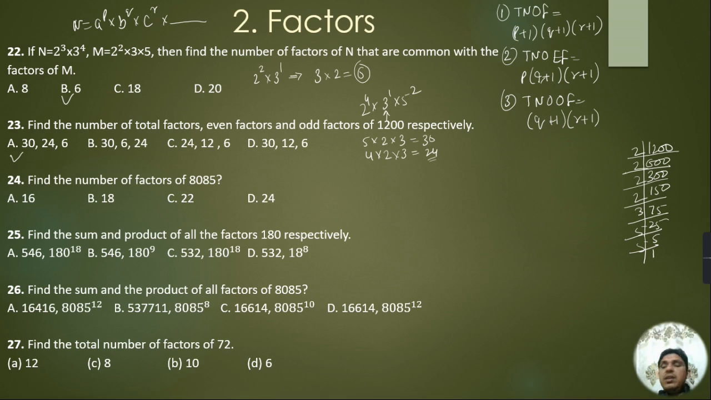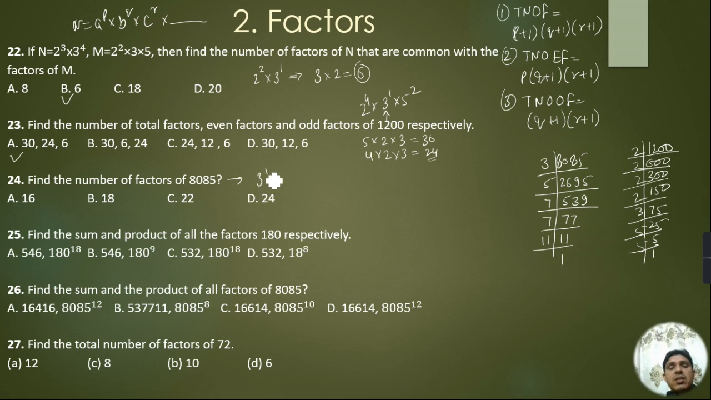In the next question, we have to find the number of factors of 8085, right? So again we have to do the factorization of 8085. Students, if we do the factorization, it is first of all divisible by 3. 3 times 2 is 6, 3 times 6 is 18, 3 times 9 is 27, and 3 times 5 is 15. Thereafter 5 times 5 is 25, carry 1, 5 times 3 is 15, and 5 times 9 is 45. Thereafter 7 and 11. That means we can write 8085 as 3 to the power 1 multiplied by 5 to the power 1 multiplied by 7 to the power 2 multiplied by 11 to the power 1.